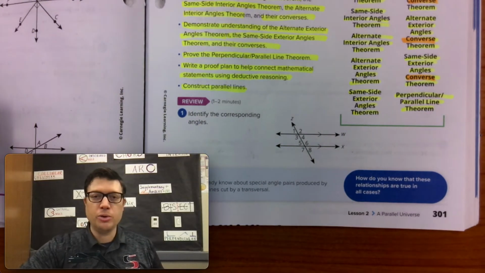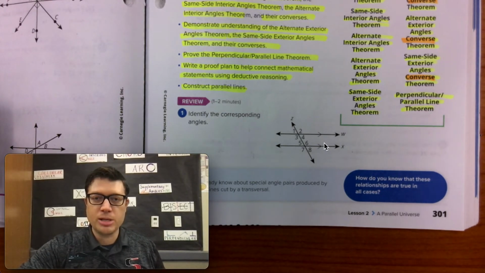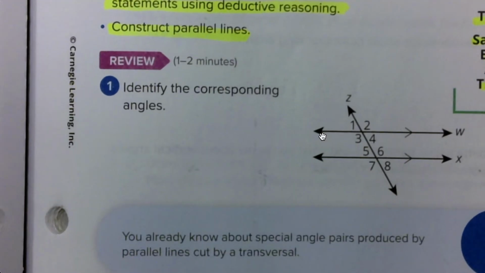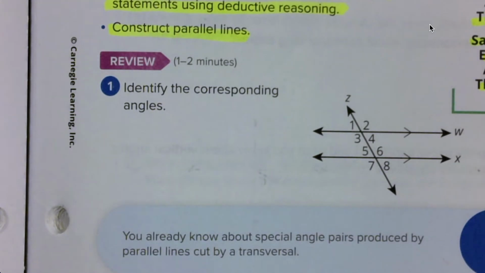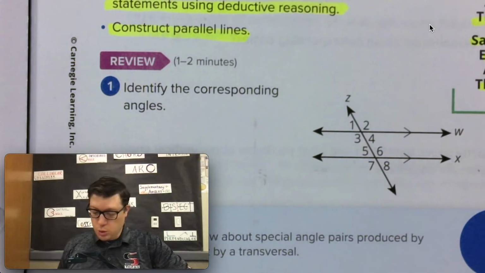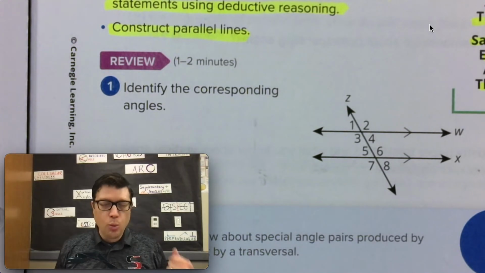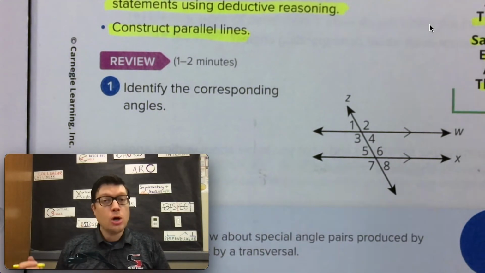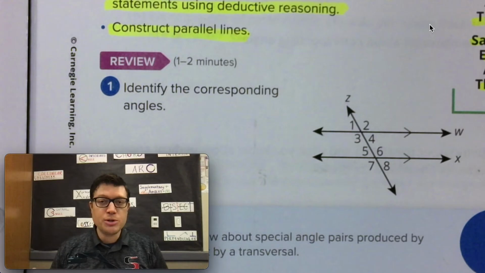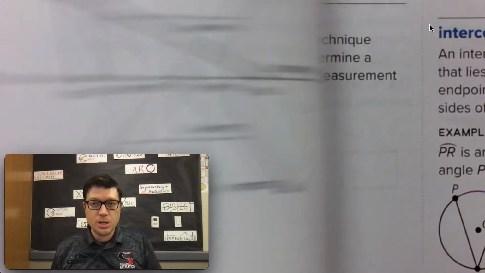Let's get into the review. Number 1, review takes 1 to 2 minutes. We'll probably take a little bit of time here to talk about it. Let me zoom in for y'all. Identify the corresponding angles. Right away, with some color, I'm going to identify at least right now 1 pair of corresponding angles. Corresponding angles, look it up. Check the glossary in the back of the book for some extra supports.